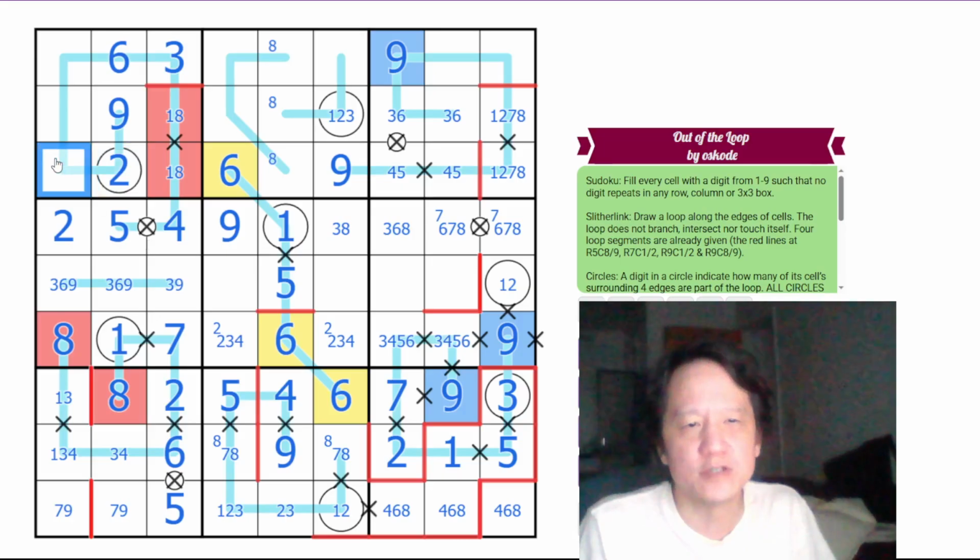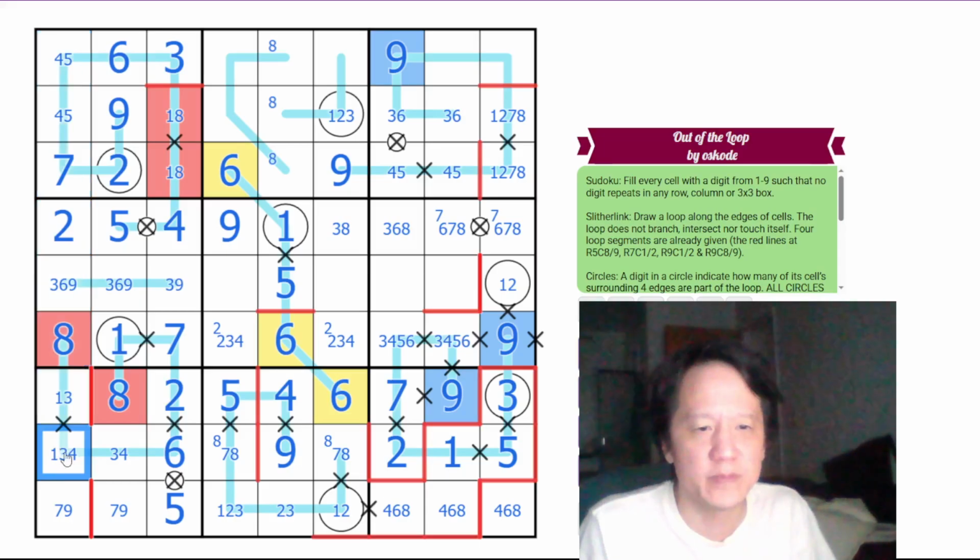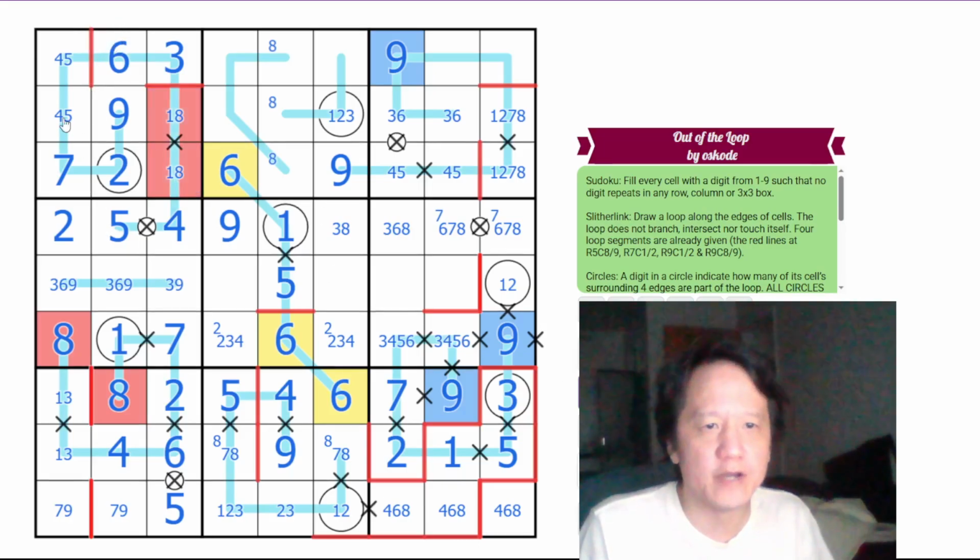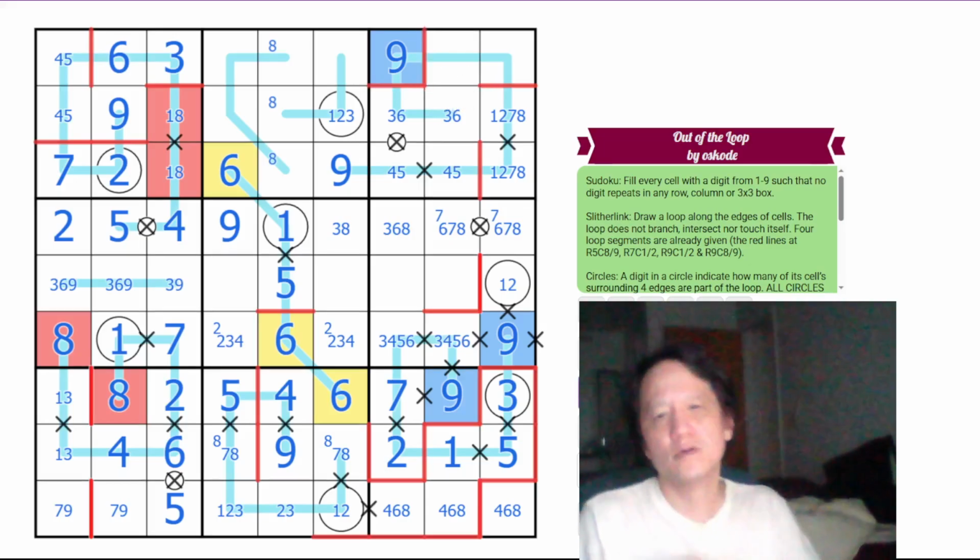That forces this to be 2 and 7. This is a 4-5 pair, which eliminates 4 and 5 in the rest of the column. This can't be 4, therefore this must be 4 here. We have a 1-8 pair here. We have to have a boundary here, a boundary here, and a boundary here. Therefore, there's a boundary here and a boundary here.